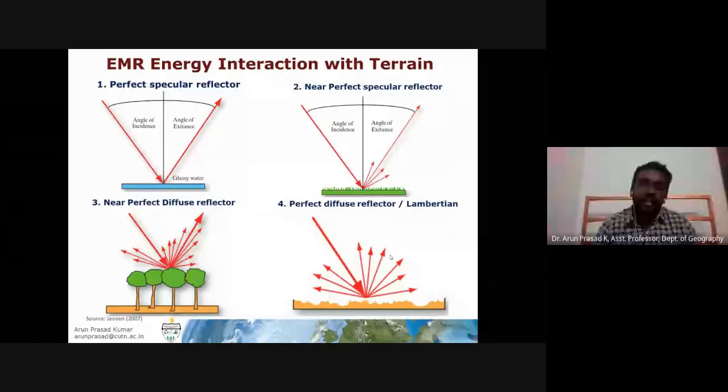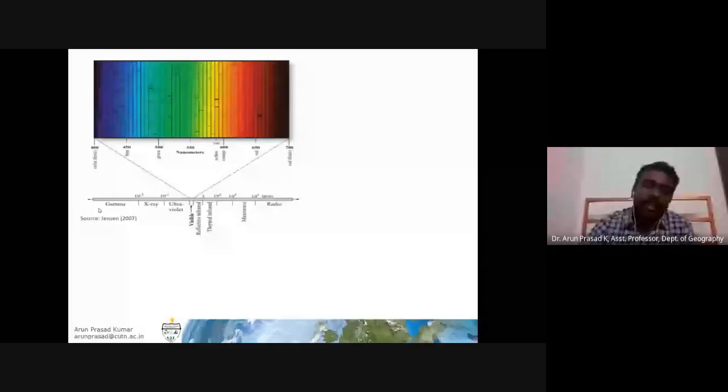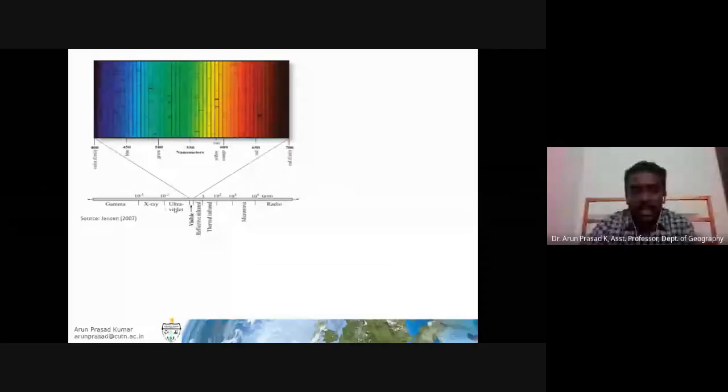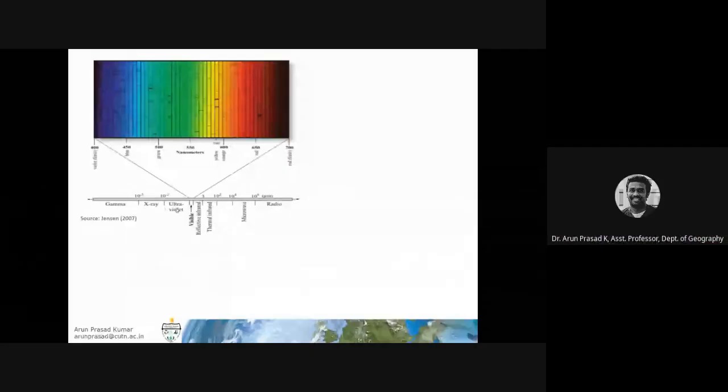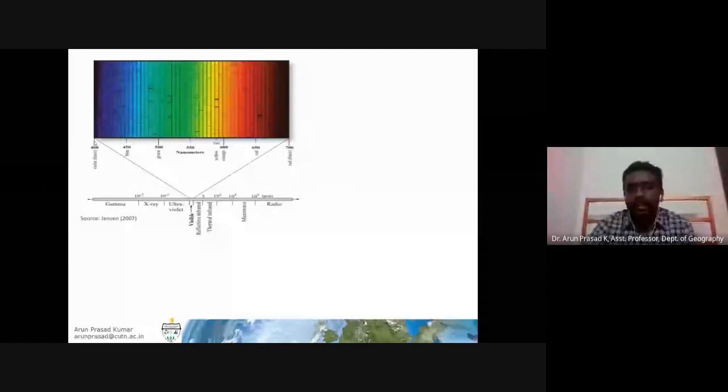terrain. So we have different wavelengths in EMR. Starting from the shorter wavelength, we have gamma rays, and then comes the X-ray, then ultraviolet ray. And we have the visible region here. In the visible region, we have three major regions: blue, green, and red. Blue is from 400 to 500, green from 500 to 600, and red is from 600 to 700 nanometers.